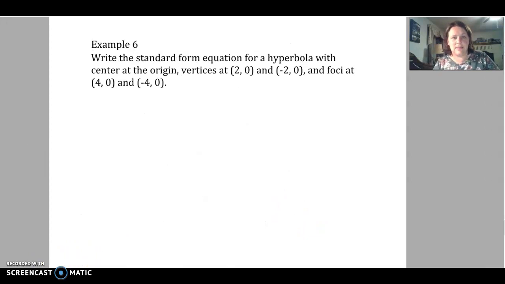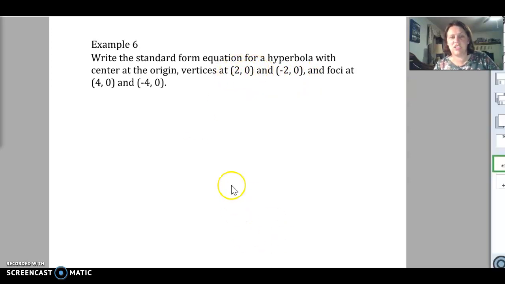Okay, and then our very last example, we have a problem here. The hyperbola centers at the origin, so 0, 0. Vertices are at 2, 0 and negative 2, 0. So because the x values are changing, then that tells me that this is going to be a horizontal hyperbola. And you can go ahead and graph or plot each one of those points if you need to. But these are going to be opening to the right and to the left, and then the foci are at 4, 0 and negative 4, 0. So everything that's changing is on that x-axis. And they want us to write an equation in standard form.